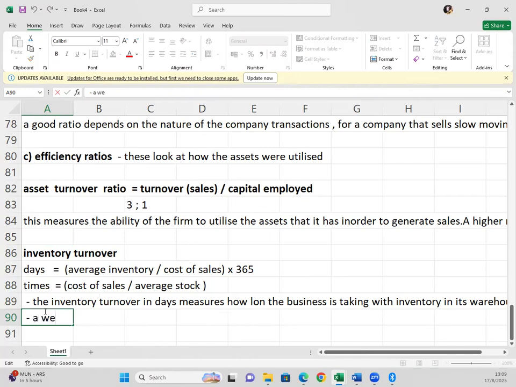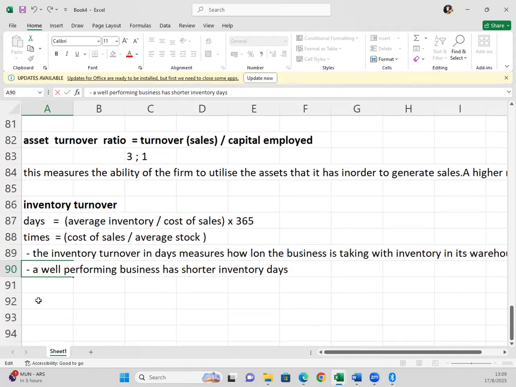A well-performing business has shorter inventory days. So if you are given the days, we prefer shorter inventory days. Let's move on. What about in times? The inventory turnover in times.